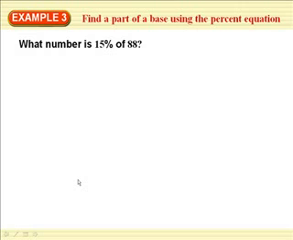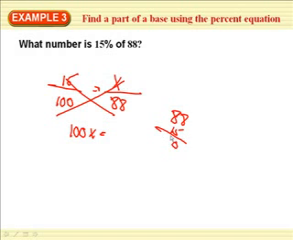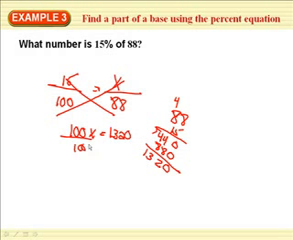All right, so check out this one. What number is 15% of 88? So again, we have our little proportion. The percent goes where the P is. Of is on the bottom, is on the top. We're missing that number. So I get 100x equals 88 times 15, which is 1320, divided by 100. X equals, move 2 places, 13.2.